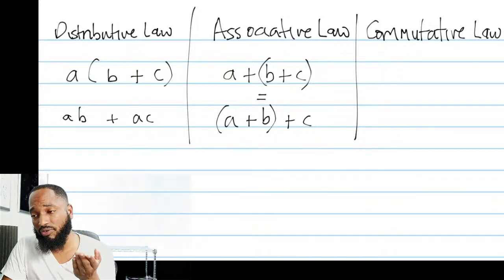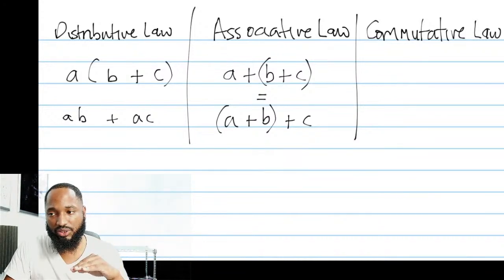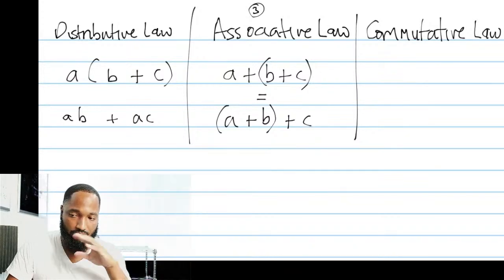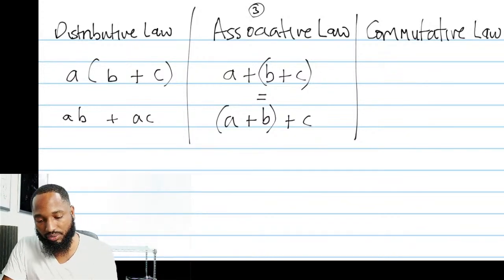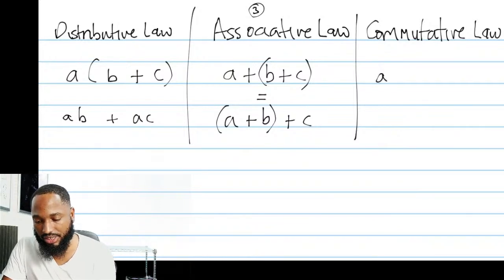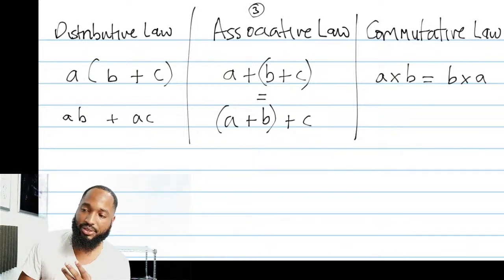Associative law works for addition and multiplication. It doesn't work for subtraction, doesn't work for division. And the commutative law is order. So the associative law, you can remember, is the one involving three terms. And the commutative law deals with order, so it means which one comes first? A times B is the same as B times A. It doesn't matter if you swap it.